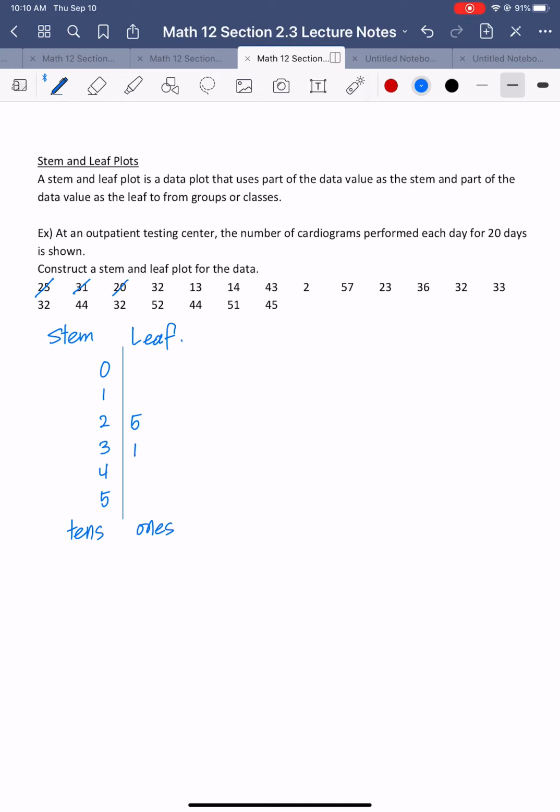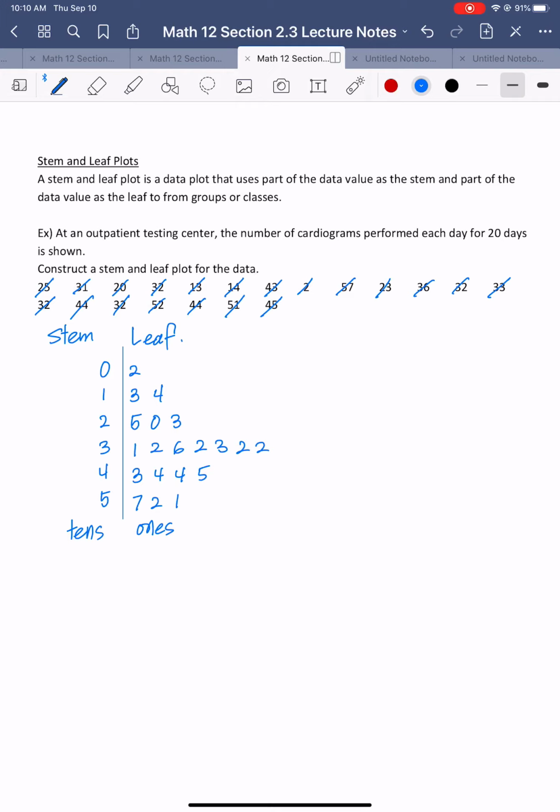31, 20, 32, 13, 14, 43, 2, 57, 23, 36, 32, 33, 32, 44, 32, 52, 44, 51, and 45, okay?